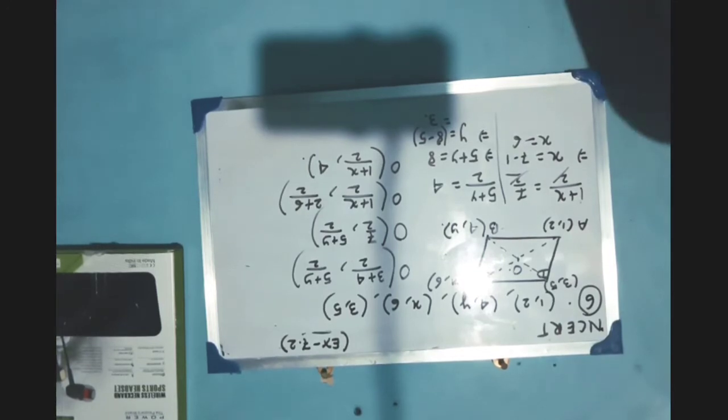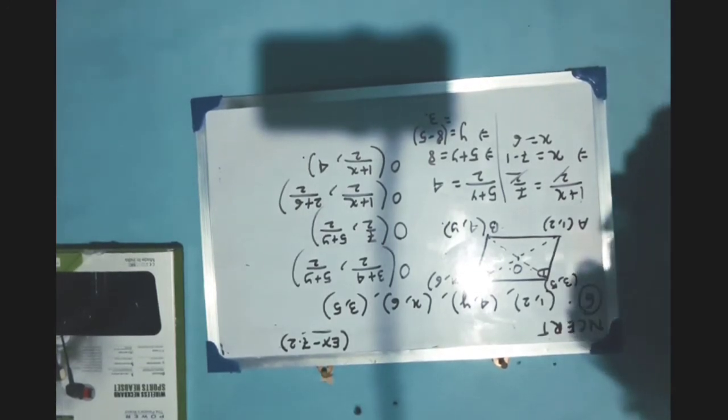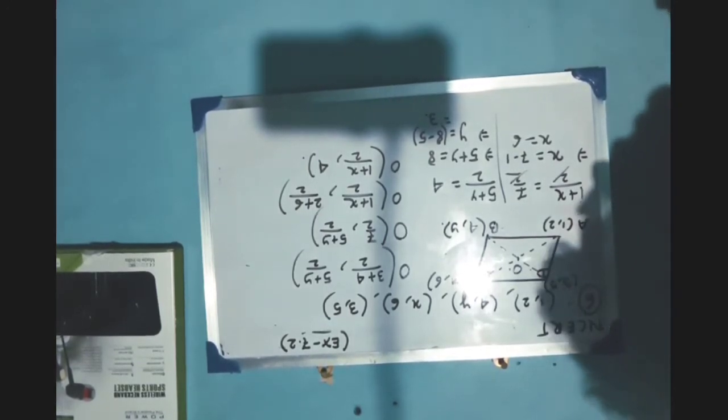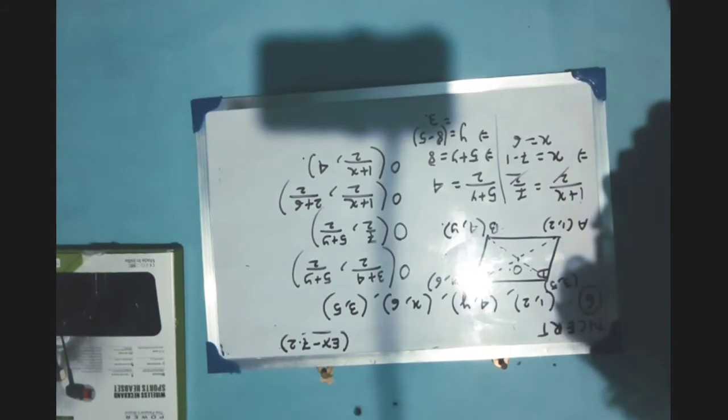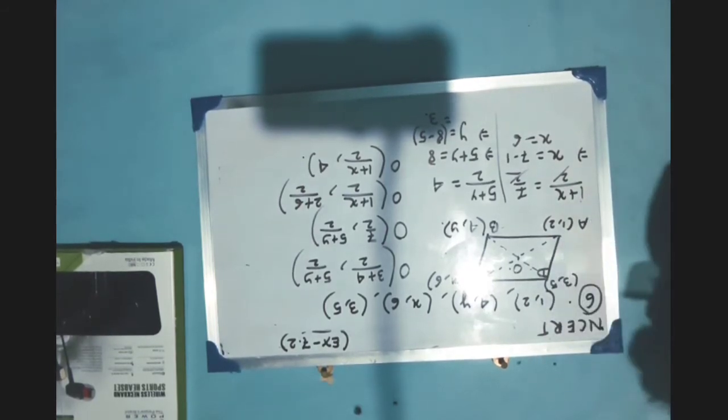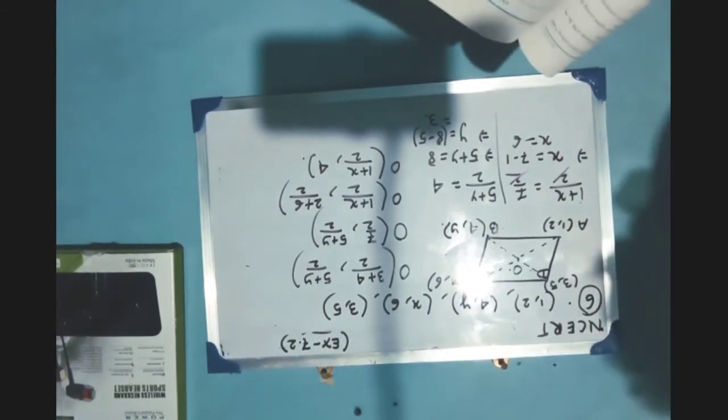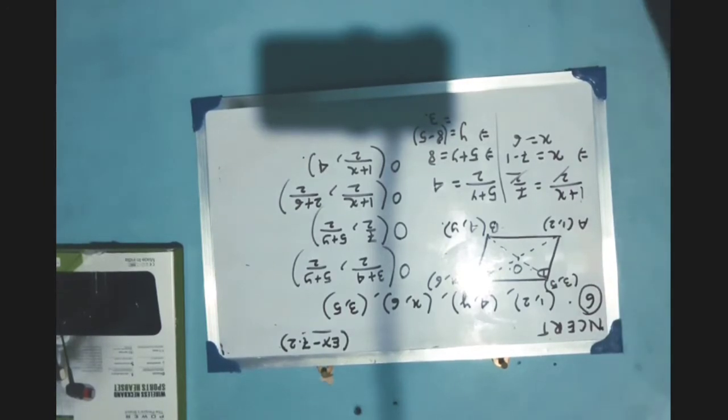Hope you are able to understand it. Let's check what's the answer that is given in the answer book. Question number 6: 6 and 3. Next, come to question number 7.